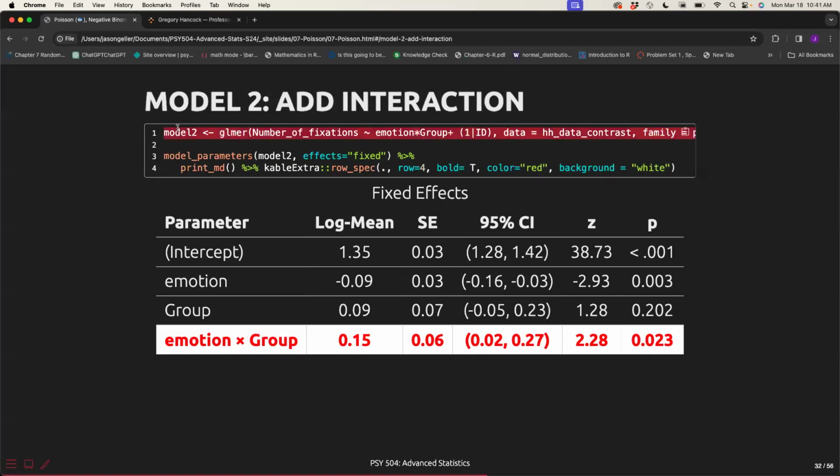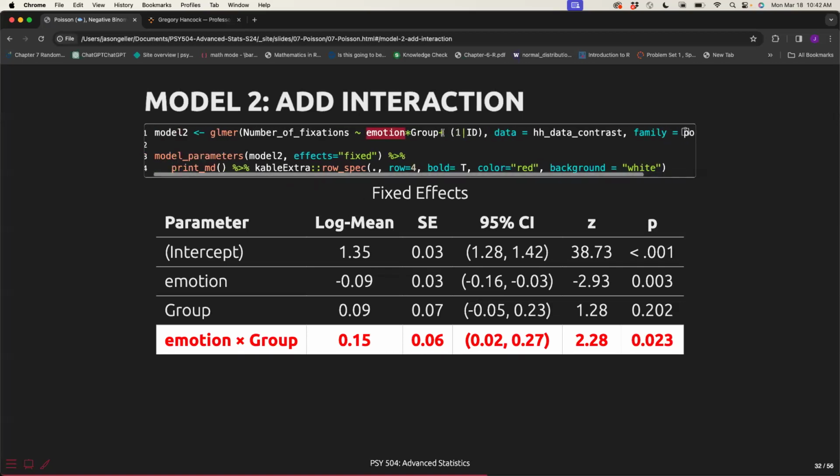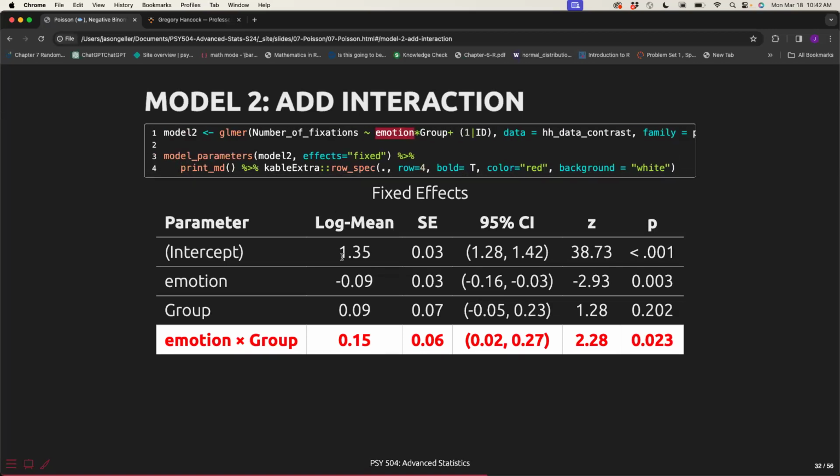Now let's get a little bit more complex, and let's add an interaction to our model. So I fit a new model called Model 2 that just includes the interaction between emotion and group, and that's all that's changed from the model syntax. And then this is the output from that model, again, using the model parameters function. If you just run the summary function in R, it's going to look a little different, but the coefficients should be the same. And if we look at the interaction term, we see that it is statistically significant.